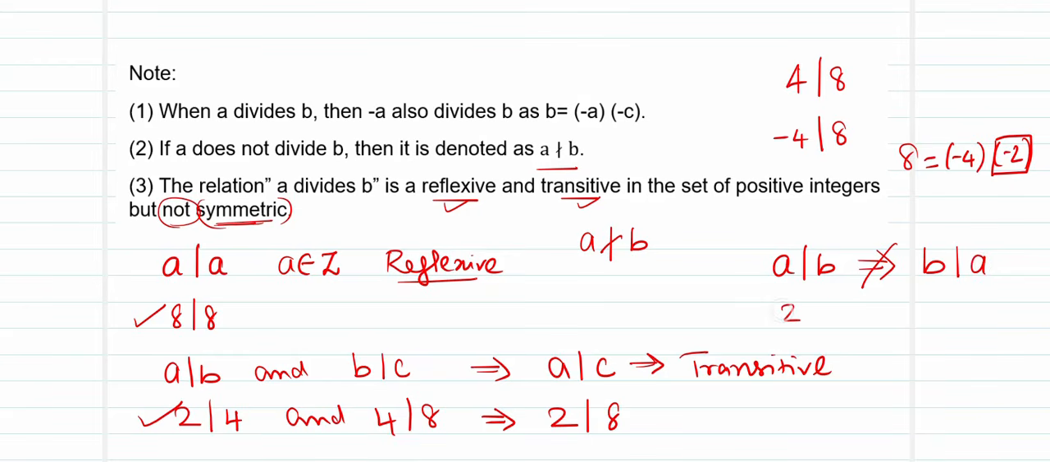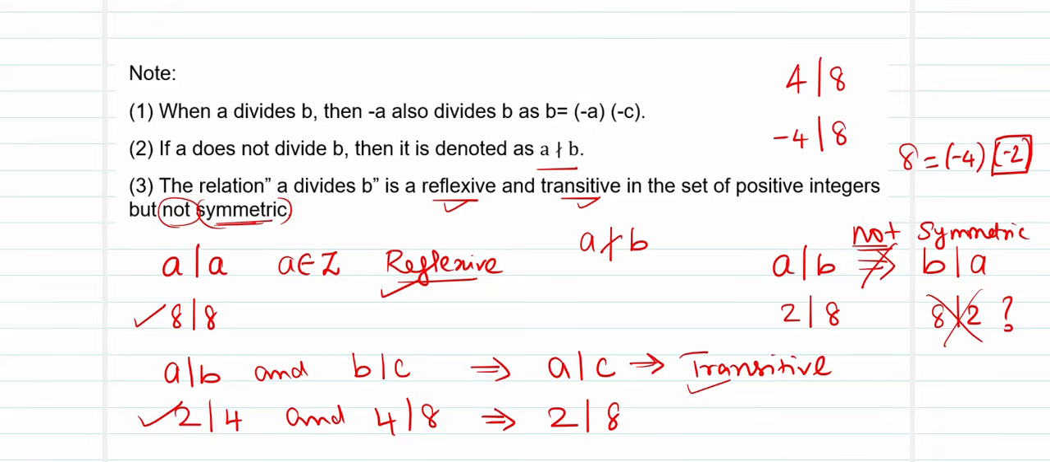I can say 2 divides 8, but is the opposite relation, 8 divides 2, going to be true? No, this is not going to be true. So I cannot say it is going to be symmetric in nature. So the relation A divides B is not going to be symmetric, but rather it is reflexive and transitive in nature.